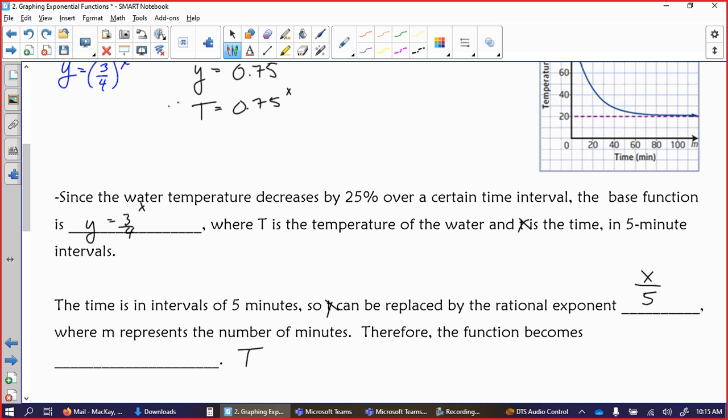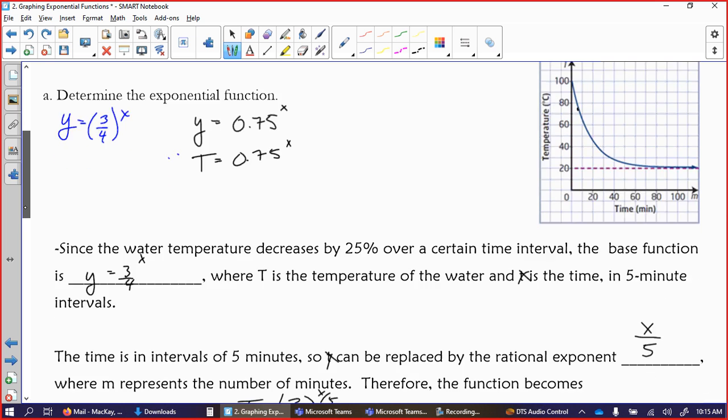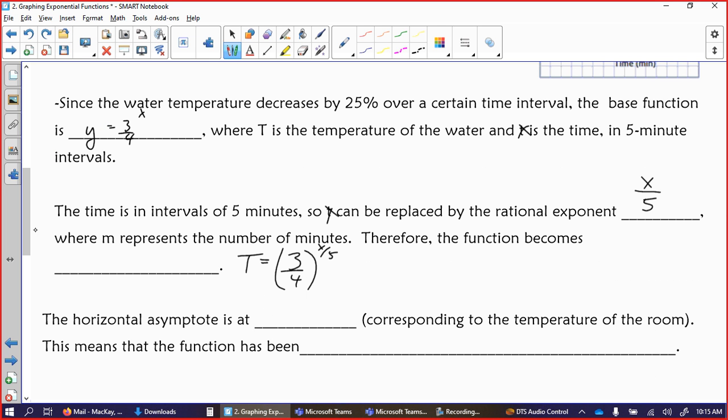So now we have temperature equals 3/4 to the x over 5. So that's our first step. Horizontal asymptote is nice and simple. We know what the minimum temperature is. It hits room temperature. If you have a cup of coffee on a table or tea or whatever your warm beverage of choice is, it's going to start out hot. And eventually, because of the laws of thermodynamics, if the room is 20 degrees, the water is going to end up at 20 degrees. That's the way it goes. So the horizontal asymptote for this situation is 20 degrees, which is the air temperature of the room.